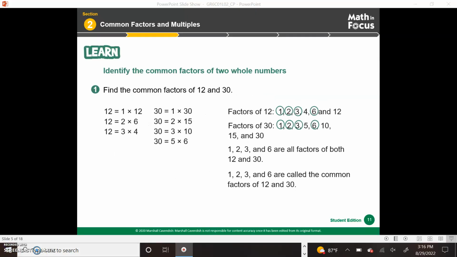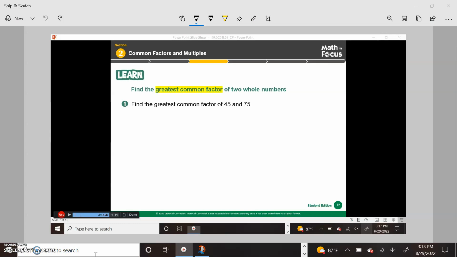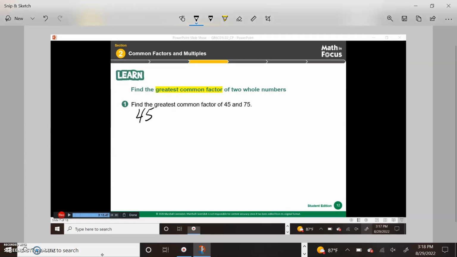I can see in your book, this is what it looks like, but I just showed you a different way to find common factors of those two numbers. Now let's take a look at page 12. It says find the greatest common factor of two whole numbers. For number 1, it says find the greatest common factor of 45 and 75. I would like for you to write this in your math journal like I am right here in the video. We're going to do this as a table, even though the book shows a different way.